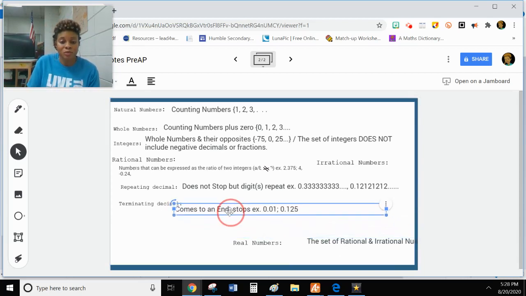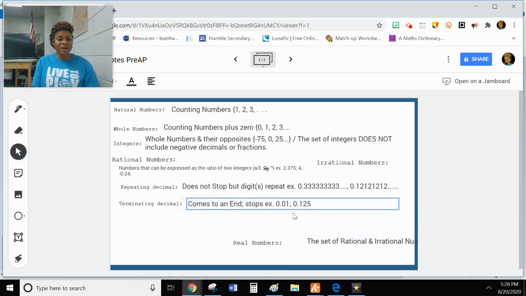And terminating decimals are the opposite. They come to an end. They stop. They terminate. Like the Terminator, when he was coming, you didn't want him to come because he meant you were coming to an end.